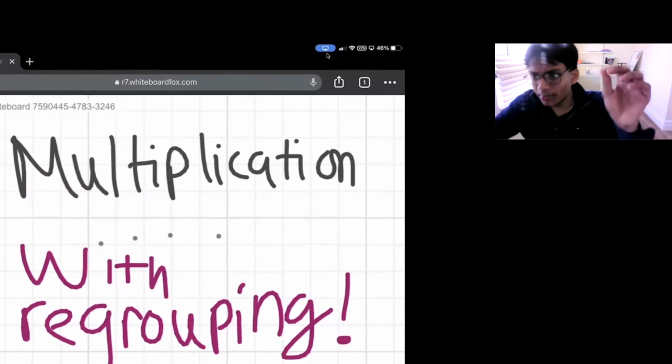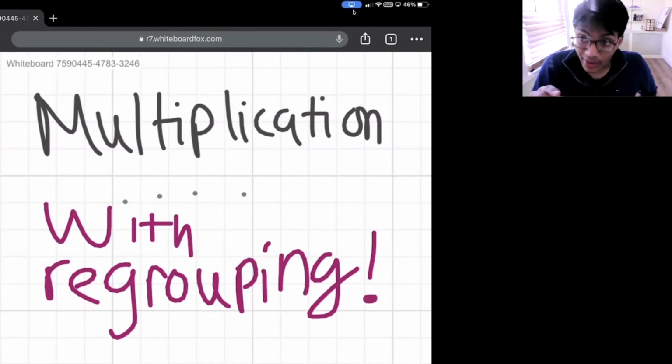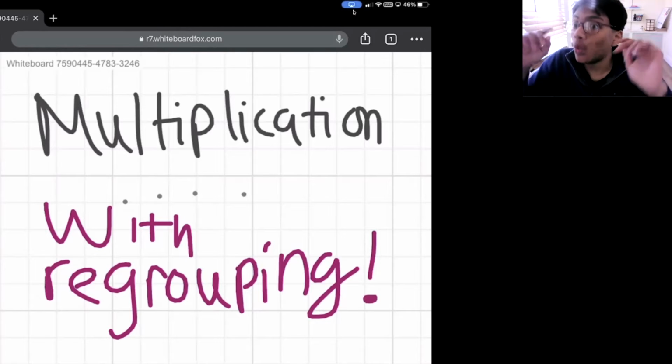Today we're doing multiplication with regrouping. That's right, two-digit multiplication with regrouping.